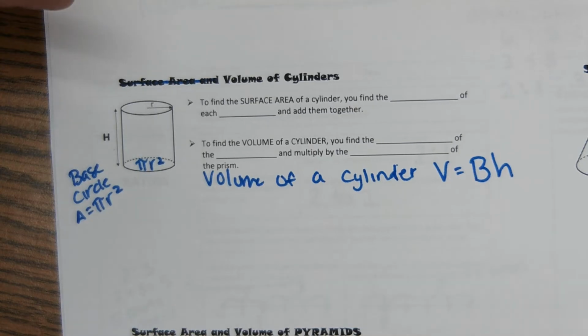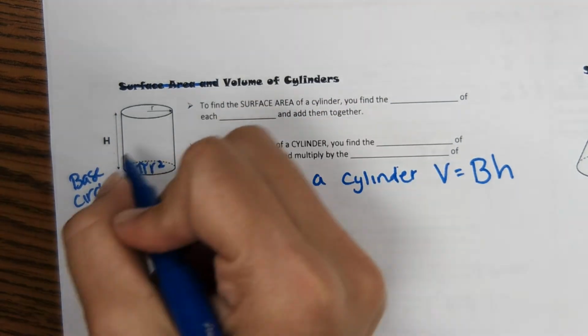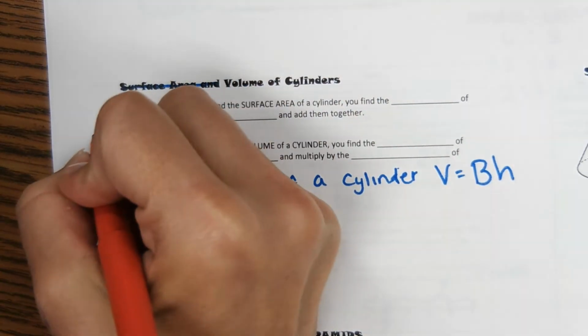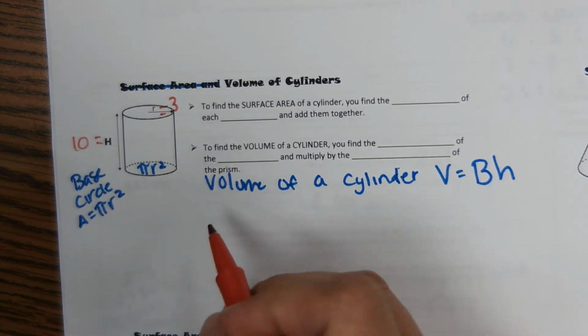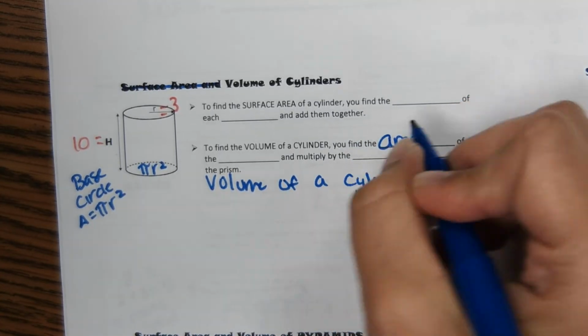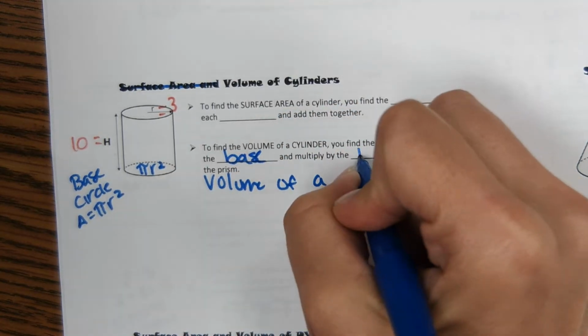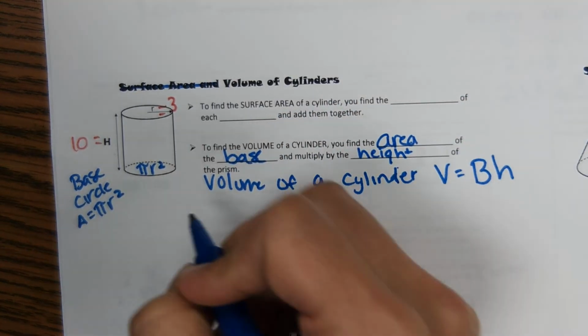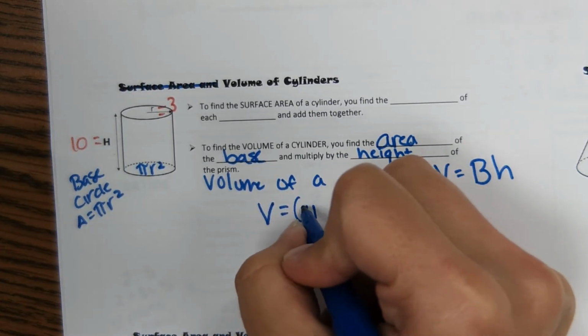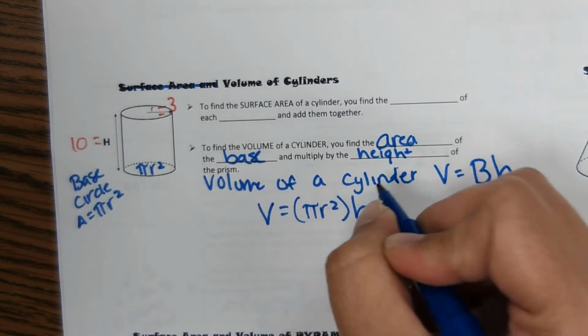So just like I kind of showed with the water bottle, you could find the area of the base, multiply by the number of layers, and you'd have the volume of that shape. So here we'll say the radius is 3 and the height is 10. Find the area of base and multiply by the height. So volume equals pi r squared for area of the base times the height.